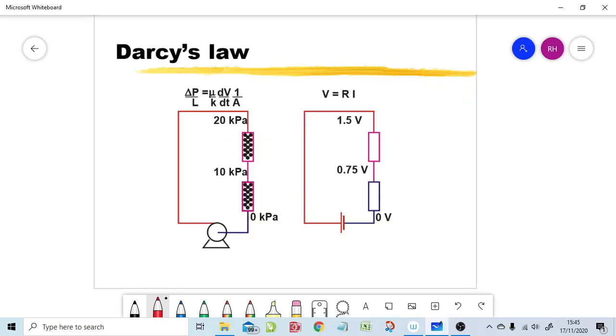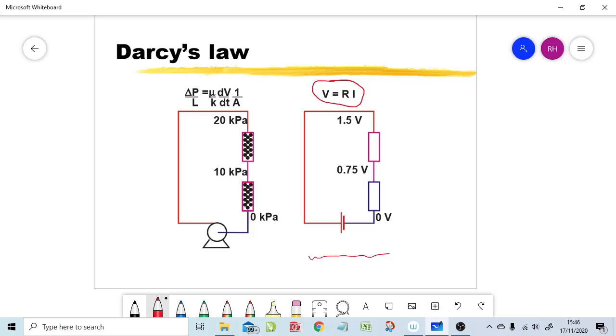Okay, well let's look at Darcy's law, and the analogy that I'm going to draw here is with electricity flow. Just here we have Ohm's law at the top, where V equals IR is a well-known equation. It's been rearranged here to V equals RI for reasons that will become apparent.